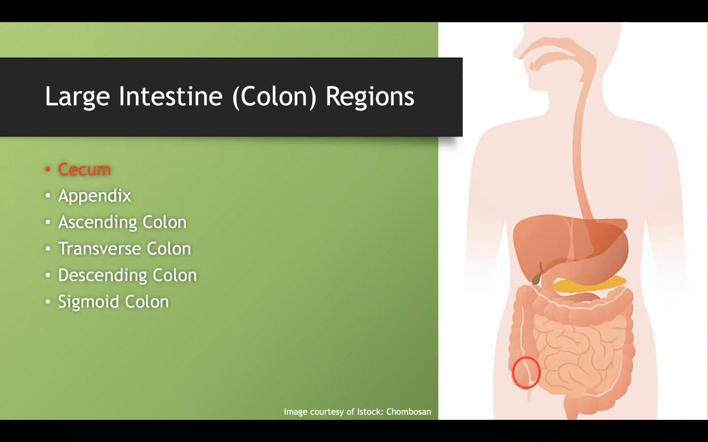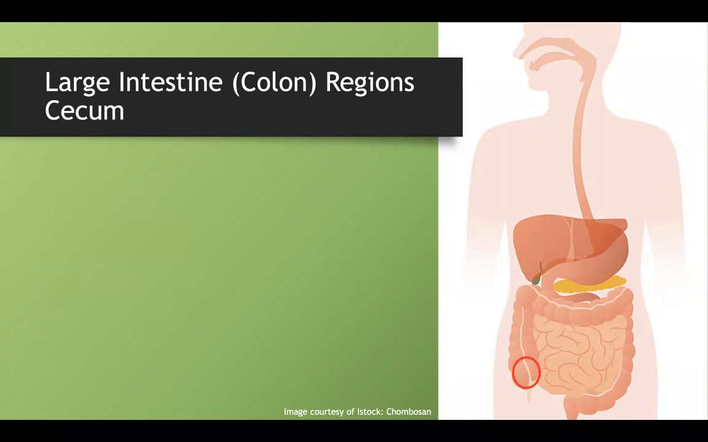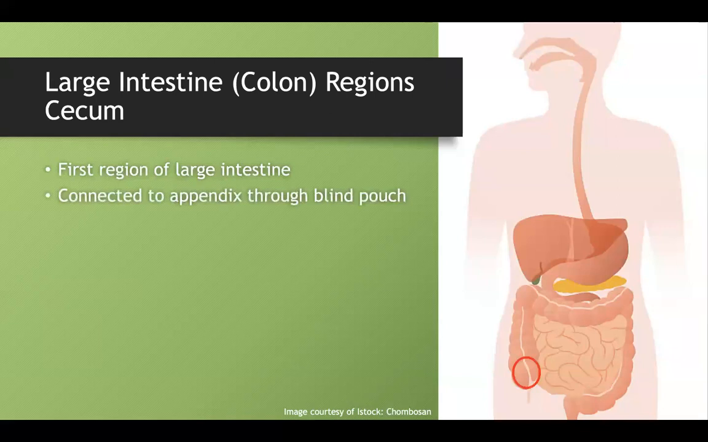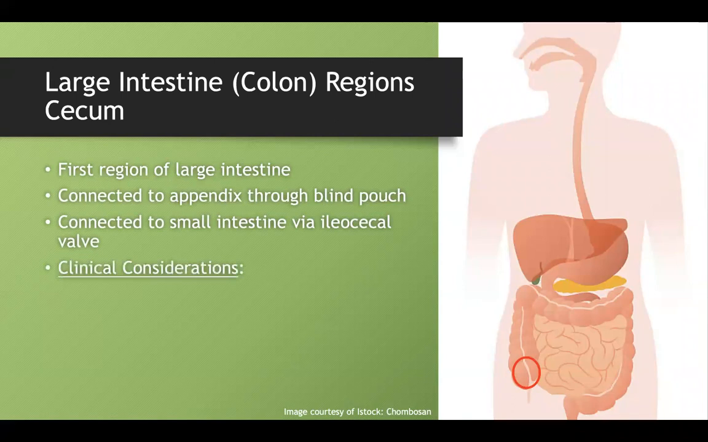So starting with the cecum, I'll just tell you a few things about the cecum that you should know. It's the first region. It's connected directly to two structures. It's connected to the appendix through a blind pouch, and it's also connected to the small intestine through this thing called the ileocecal valve. They do like you to know some things with the ileocecal valve, so I'll talk about those here. Two conditions you should be aware of are intussusception and gallstone ileus.